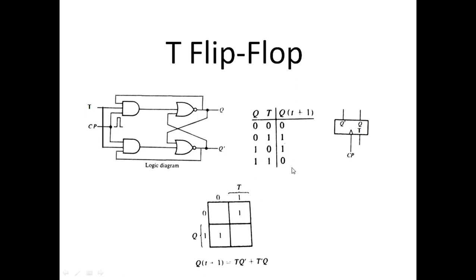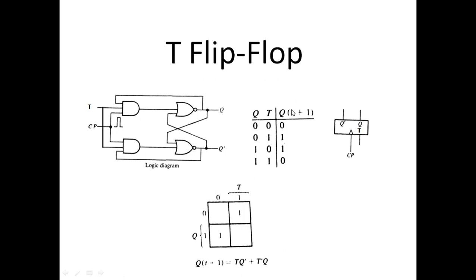But here we can see that when T is 0, it will keep the state. Current state is 0 and we give 0, so it will keep the state. Current state is 1 and we give 0, it will keep the state. But by providing 1 at the T input, it will toggle or complement the current state. When we provide 1 here and the current state is 0, it will complement it, and we get 1 here. When we provide 1 at the T input but the current state is 1, it will toggle or complement the current state to 0.